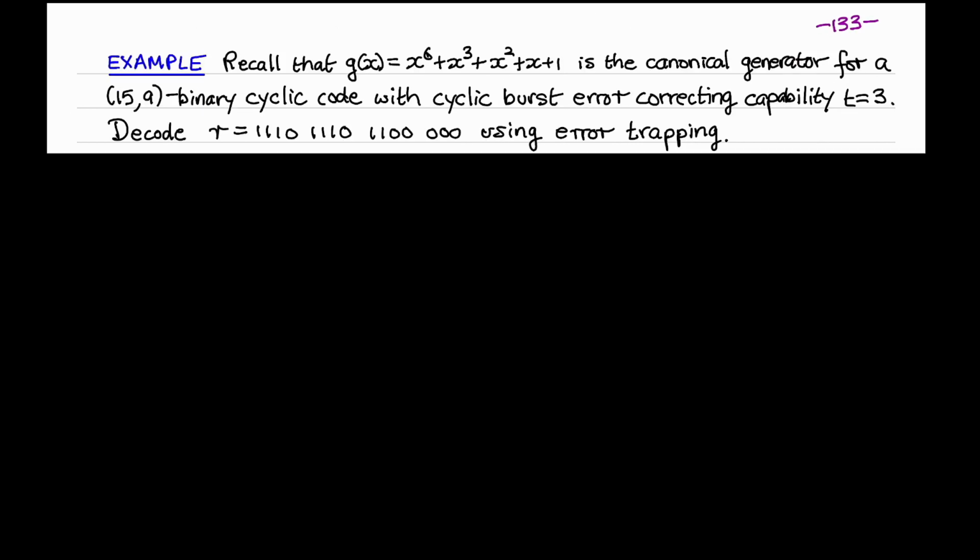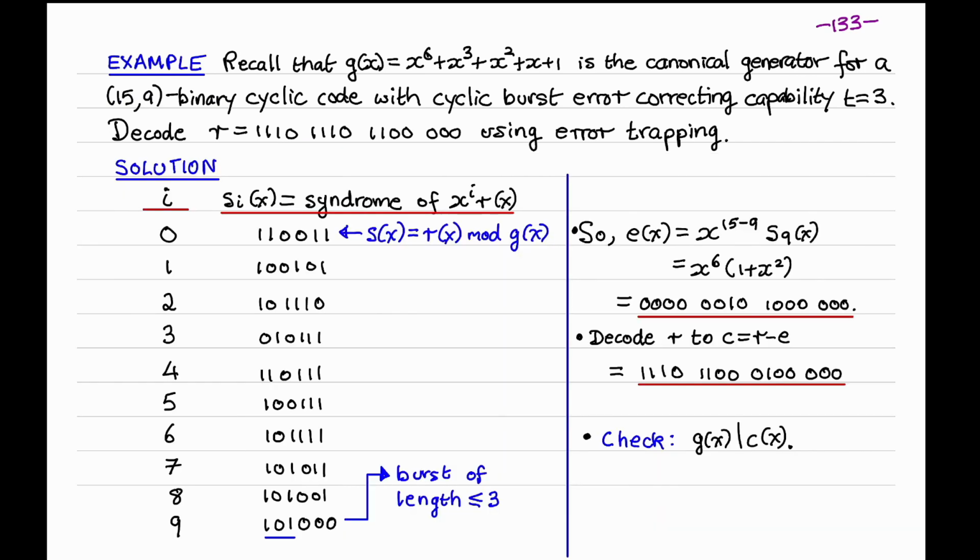Let's do an example of error trapping. Recall that the [15,9] binary cyclic code with canonical generator given by this degree 6 polynomial is a 3 cyclic burst error correcting code. So t equals 3. Let's decode the received vector R, which has length 15, using error trapping. We begin by computing the syndrome of R by dividing R(x) by g(x). The remainder is S(x), which has vector representation 110011. We saw this calculation in the previous lecture.